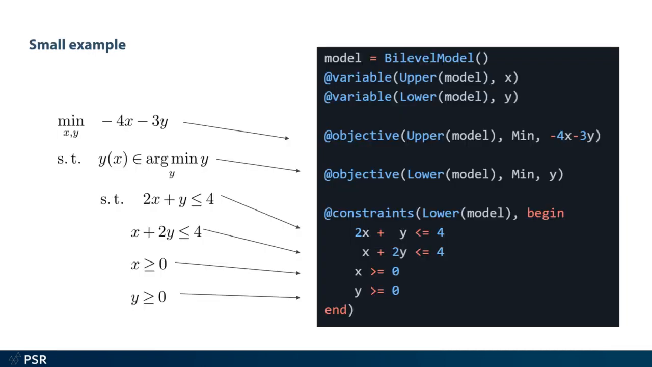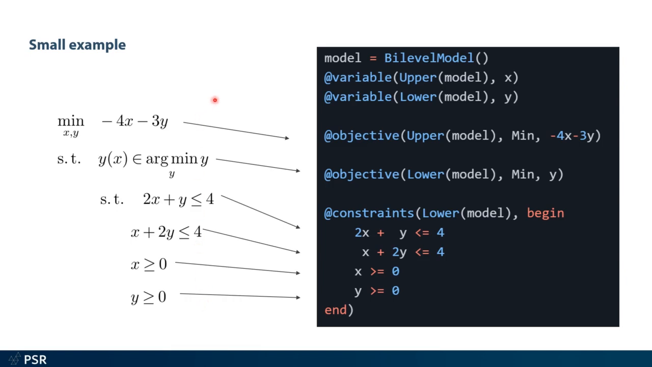In this slide, we go through how to formulate a very simple bilevel optimization program in BilevelJuMP. As we can see, in this optimization program, we have an objective function on the upper level, a very simple objective function in the lower level, and then 4 polyhedral constraints in the lower level program.